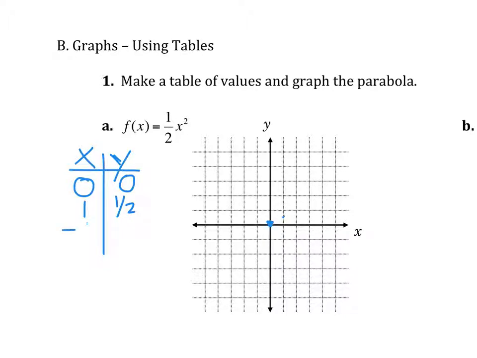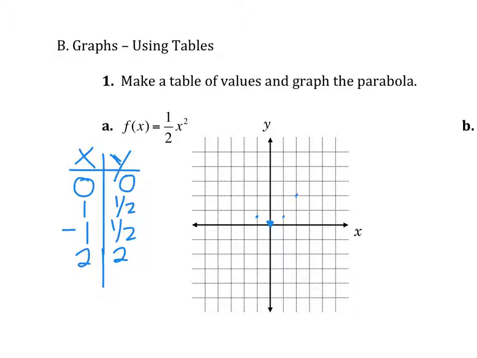And then let's pick -1. Let's go on the opposite side. And when we take -1 and we square it, we still get +1 times 1/2, which is 1/2. And that's where we get that symmetric look going. All right, let's pick 2 now. Don't forget to square the 2 first. Okay, when you plug this in, you square the 2 first. 2 squared is 4. 1/2 of 4 is 2. We get the point 2, 2.